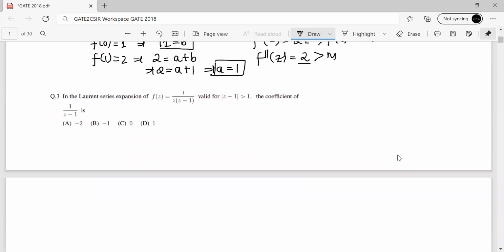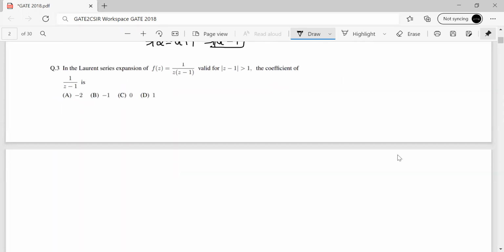Now look at this. You are given a Laurent series of 1 upon z over z minus 1 valid for mod of z minus 1 greater than 1. The coefficient of 1 upon z minus 1 is what? Okay, so we need to draw this disk, or we don't even need it. You want the coefficient of 1 upon z minus 1. So you can even apply the residue theorem to find this, or you may consider the Laurent series only. So let us consider the Laurent series.